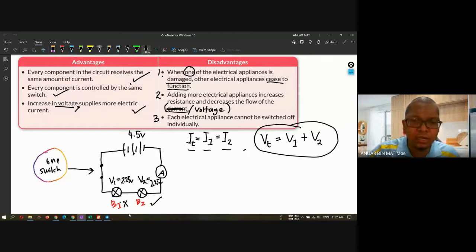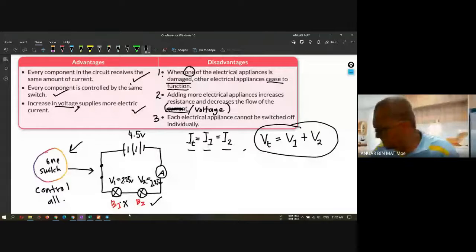Because in a series circuit, you only use one switch. One switch controls all. So if you want to control individually, meaning that maybe you want to turn on bulb number 2 and turn off bulb number 1, you must use a parallel circuit later on. Any problem with this? Advantages and disadvantages of series circuit. Is it okay? Okay, thank you very much.